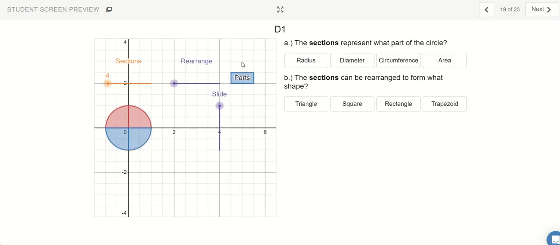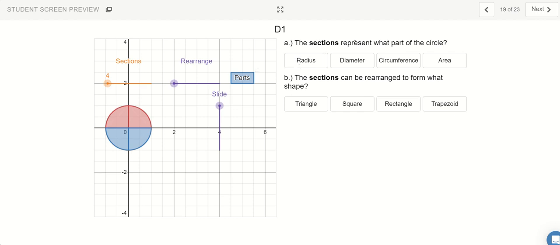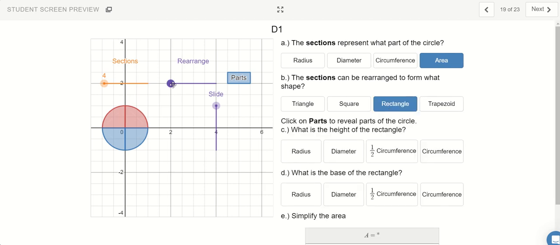So here, section D is going to be a different proof. This proof involves rearranging it into a triangle, but we can rearrange the circle into different shapes as well. So here, these sections represent the area of a circle, and these sections can be rearranged to form a rectangle. So notice that I can rearrange it and slide it down.